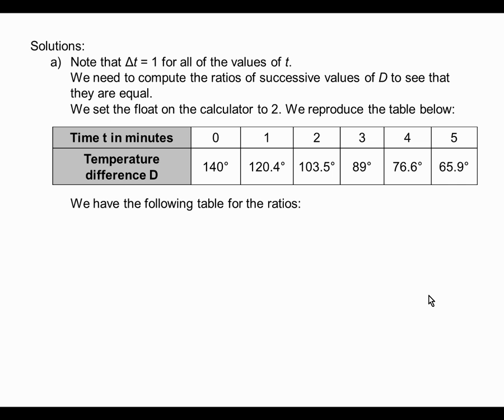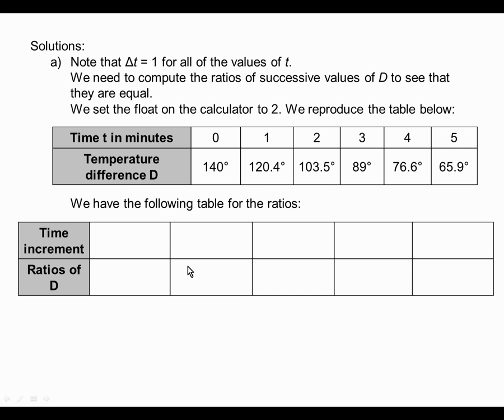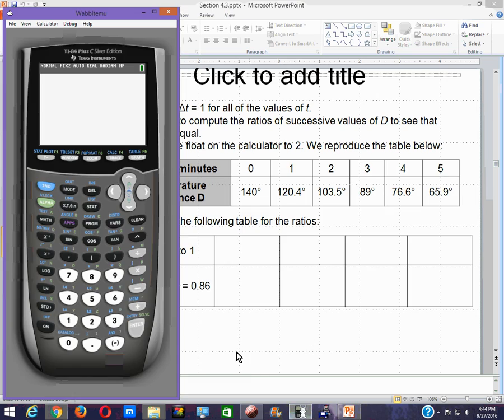Okay, we have the following table for the ratios. And when we do the ratio, it's going to be like we've been doing with all the others, right minus left. We're going to do right over left. So the time increment and the ratios of D's. Our first time increment, we're going from 0 to 1. The ratio is 120.4 over 140, which we get to 0.86. Again, you can just verify that on your calculator by doing 120.4 divided by 140. And again, to two places, it is 0.86.